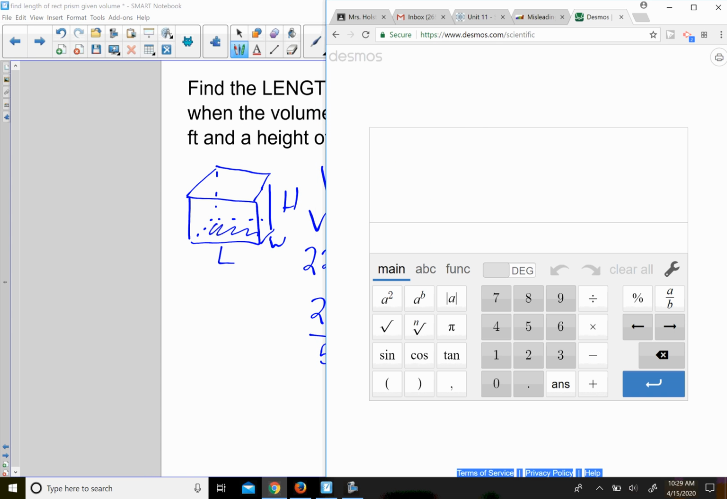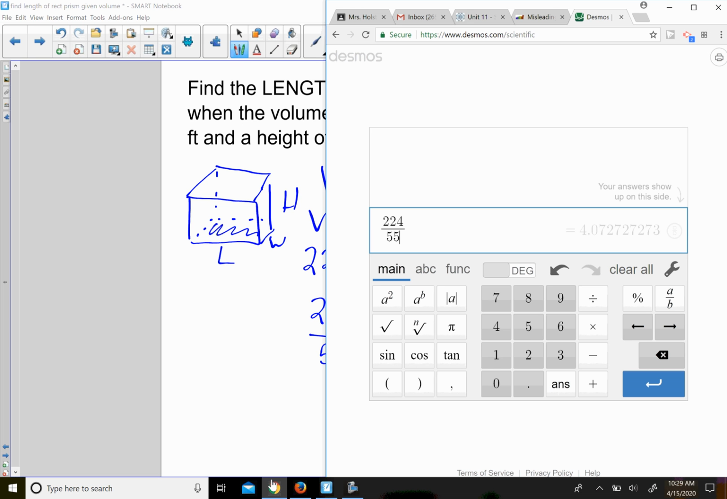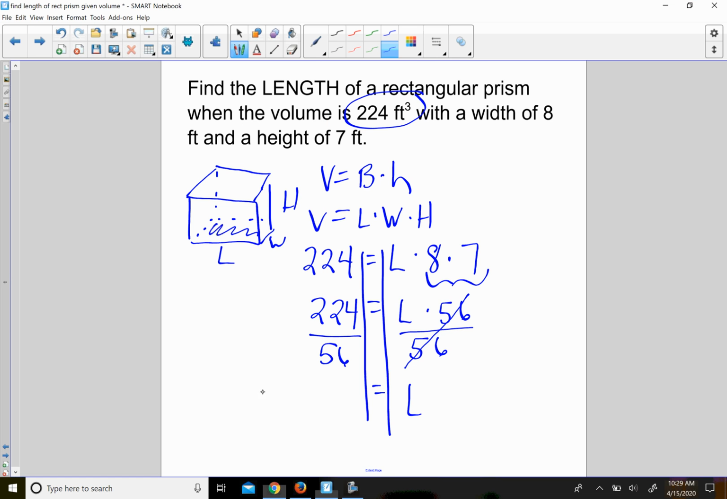And then let's pull up the calculator here. We want to take 224 and divide that by 56. Let's see. 224 divided by 56. And we get 4. So that would mean the length is 4. So in this case, for this rectangular prism, the length is worth 4, and the units are feet.